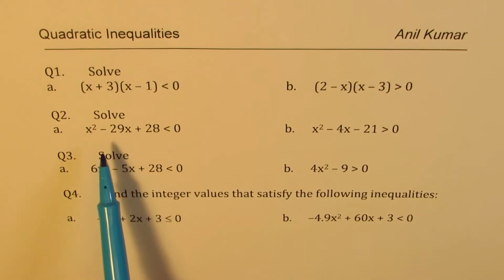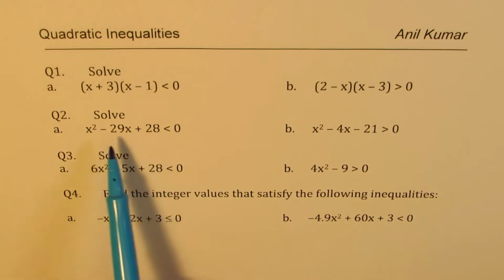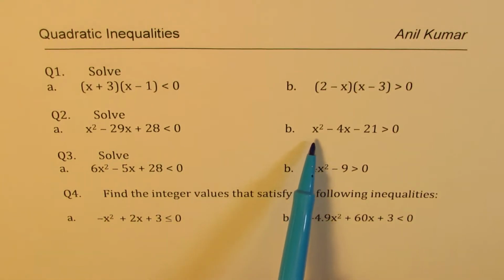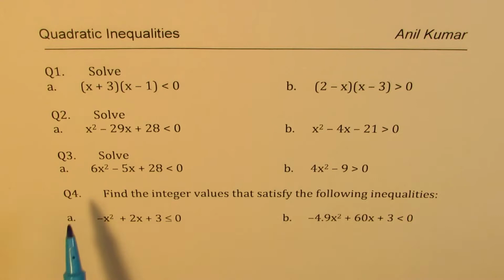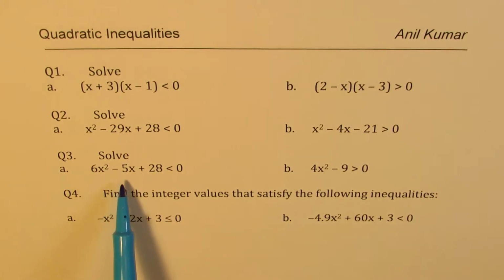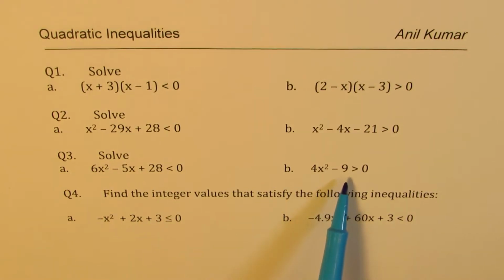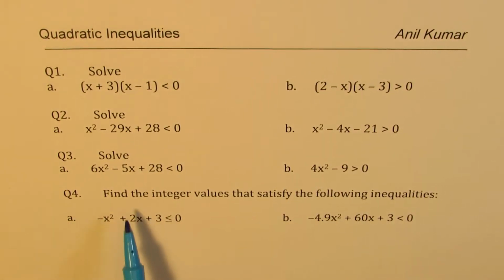Question number 2, we are given the quadratic equation where you need to factor. Both these equations are with the coefficient of x² as 1. Question number 3 is of the form ax² + bx + c and difference of squares. Question number 4, find the integer values that satisfy the following inequalities.